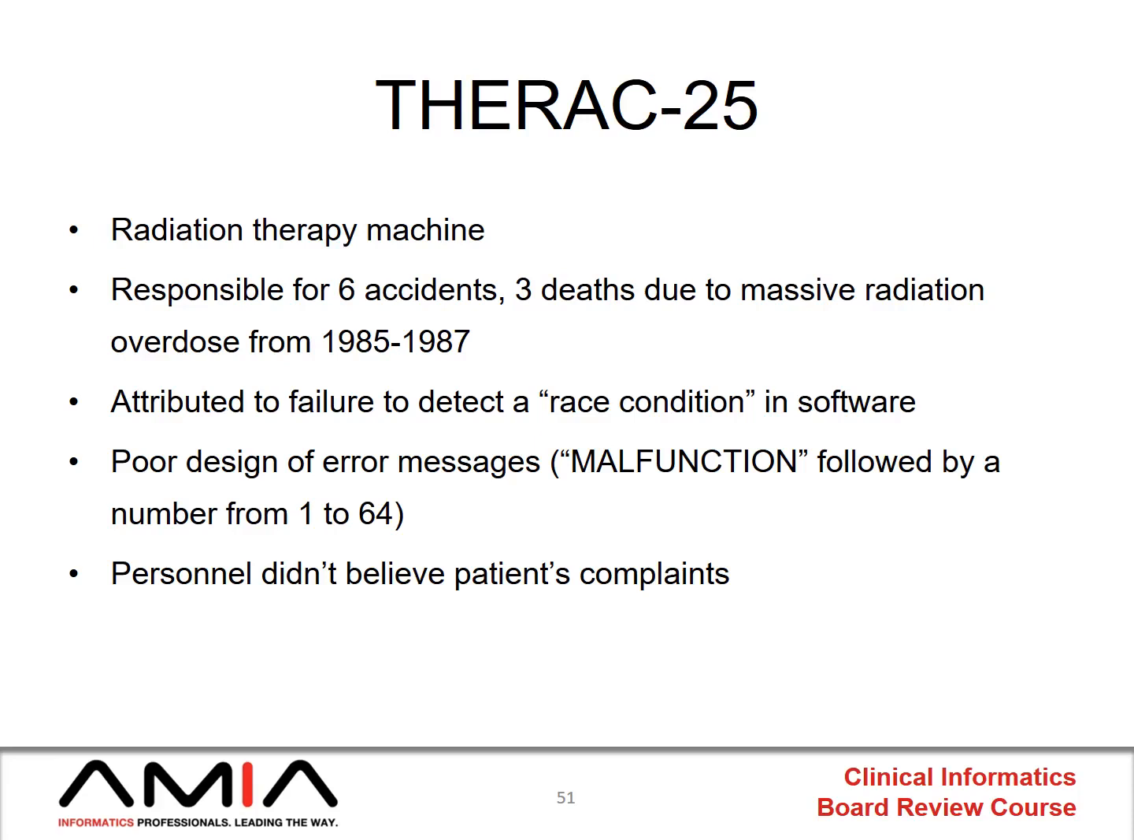In hindsight, there were a lot of problems with this. One of them was the poor design of the error messages itself, which was, I think, largely a function of the state of software interfaces back at the time. But it basically showed the radiation technologists the word malfunction followed by a number between 1 and 64. And they were expected to look up in a user manual what that code represented. And you can imagine that, given alert fatigue now, they probably weren't paying a lot of attention to the number that they saw. Maybe they were seeing malfunction codes all the time for various reasons.